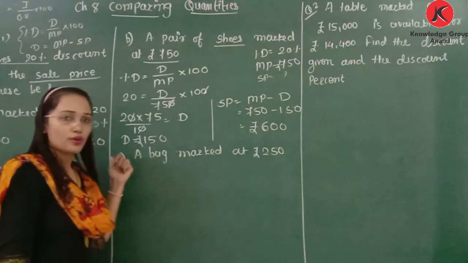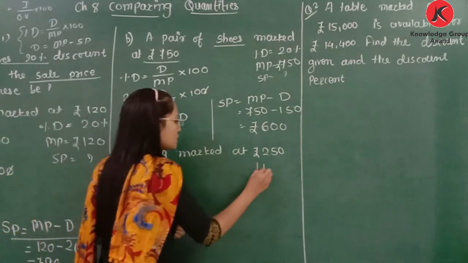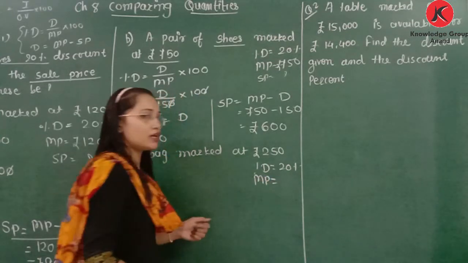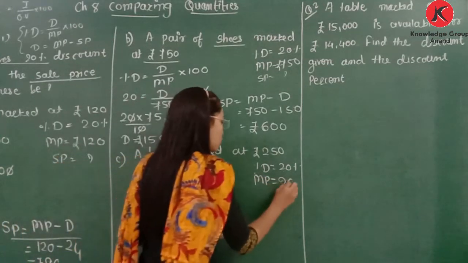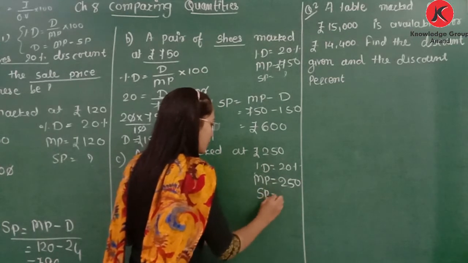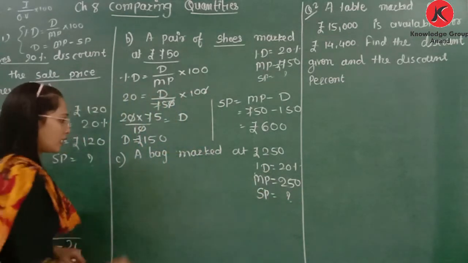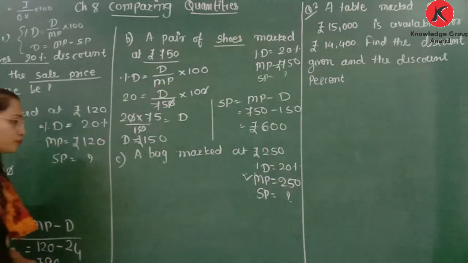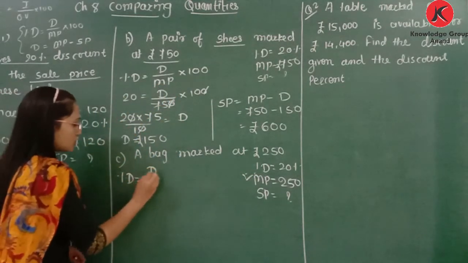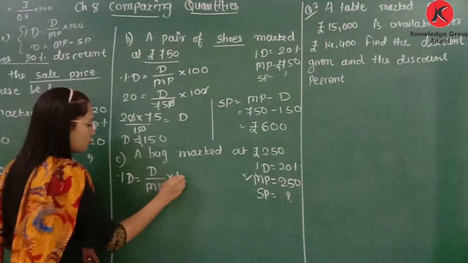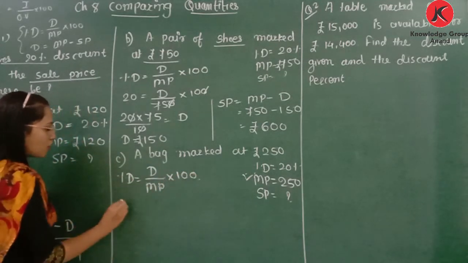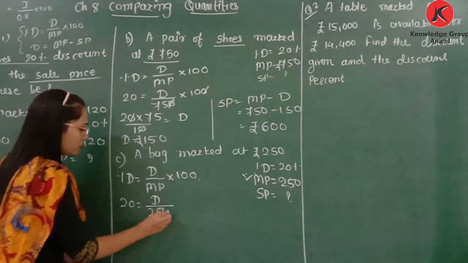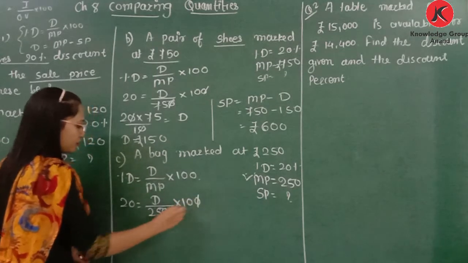So again the question is the same. Percentage discount is 20%. Always write whatever value is given in a question. So here 250, and you need to find the selling price. So again, because mark price is directly given, we can write the equation directly. That is percentage discount equals discount divided by mark price multiply 100. Discount is 20. Here we can find the rupees discount, 250 multiply 100.